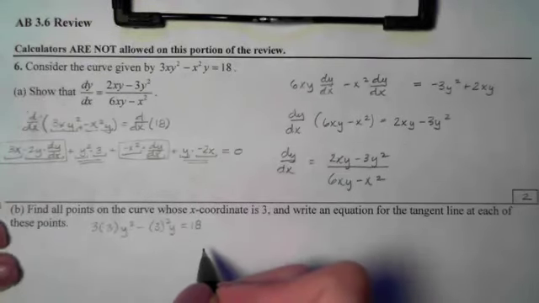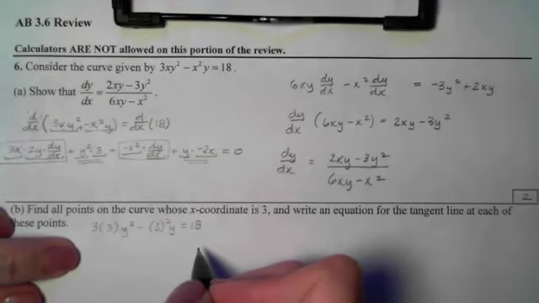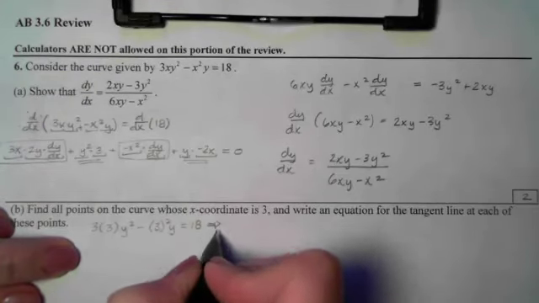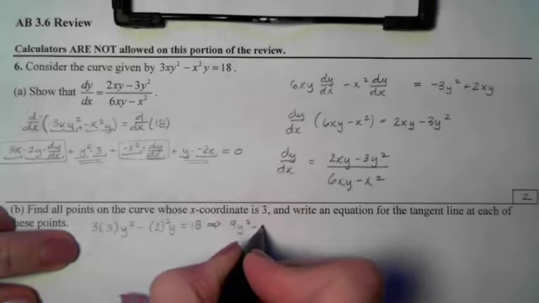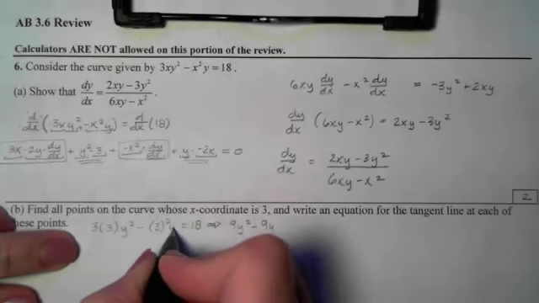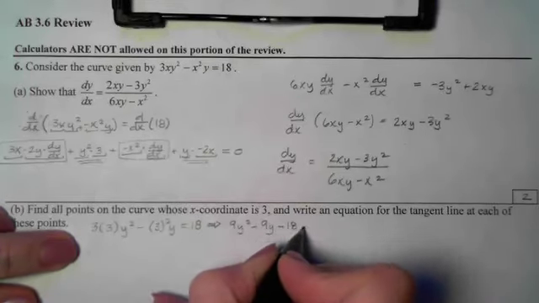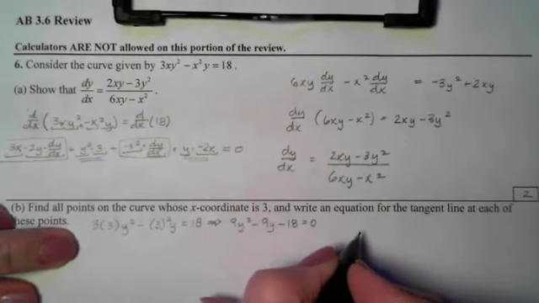Well, my goal is to find the y's that go with those x coordinates of 3. So I'm going to multiply this out. I get a 9y squared minus a 9y, and I'll move the 18 to the other side so that I can start to factor.